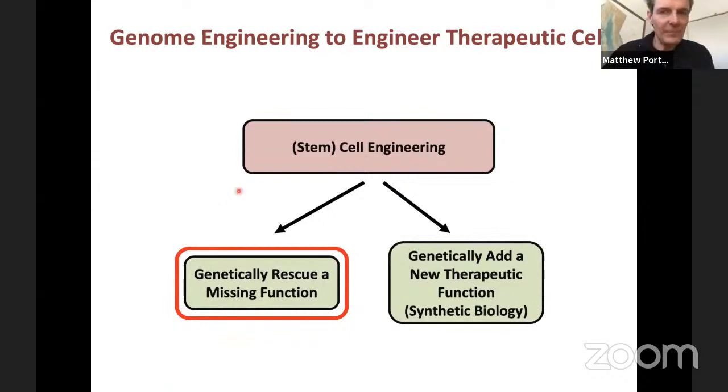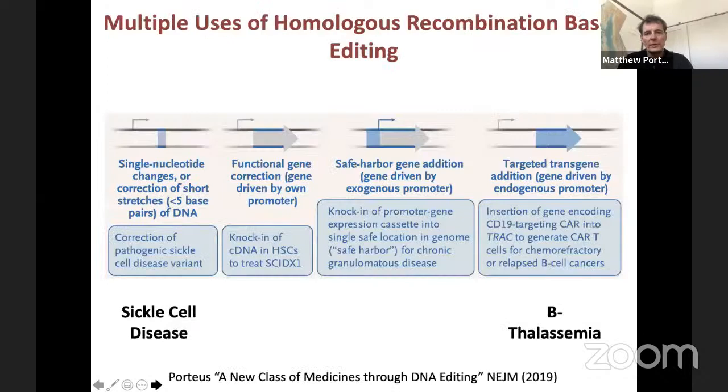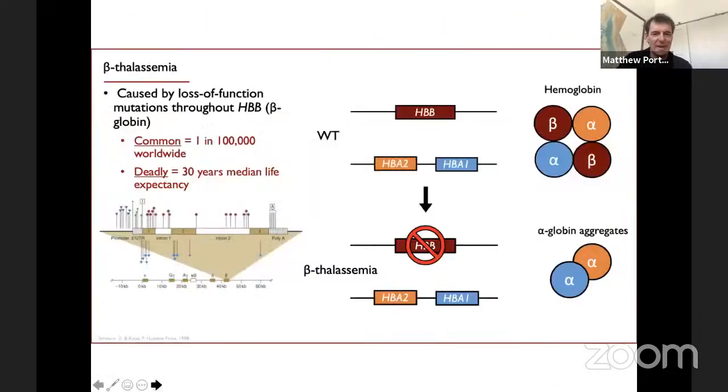Okay, so I just talked about how we can use stem cell engineering to rescue a missing function. I want to describe another application of rescuing a missing function, but using recombination in a different way and applying that to beta thalassemia. I'll describe beta thalassemia in a second, but the general point is we're not going to directly correct the gene mutation, but instead we're going to harness the targeted integration of a wild type gene into another locus. So let me dive right into what I mean by that.